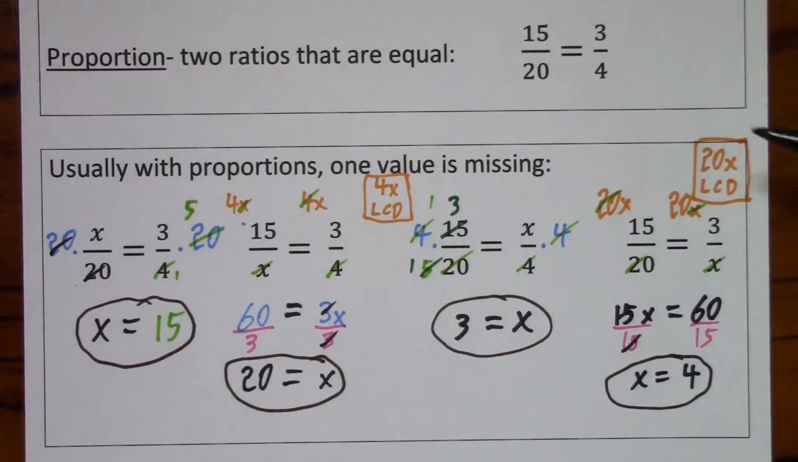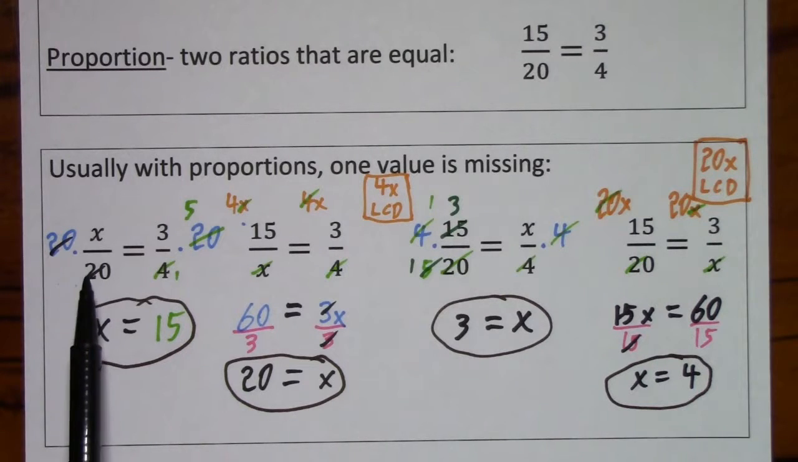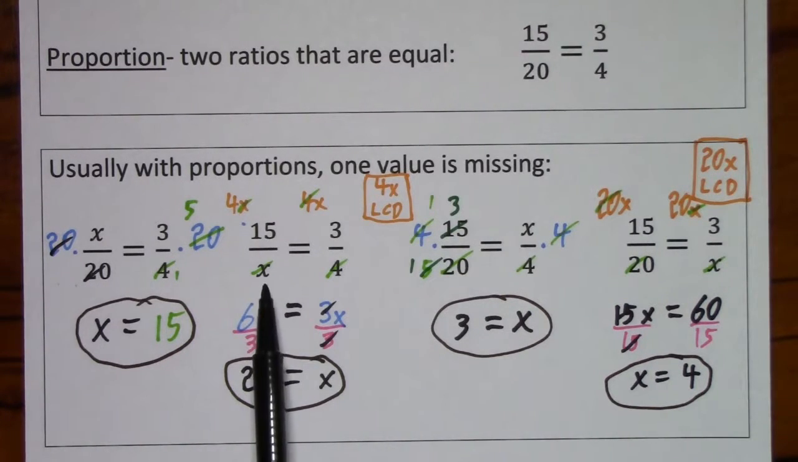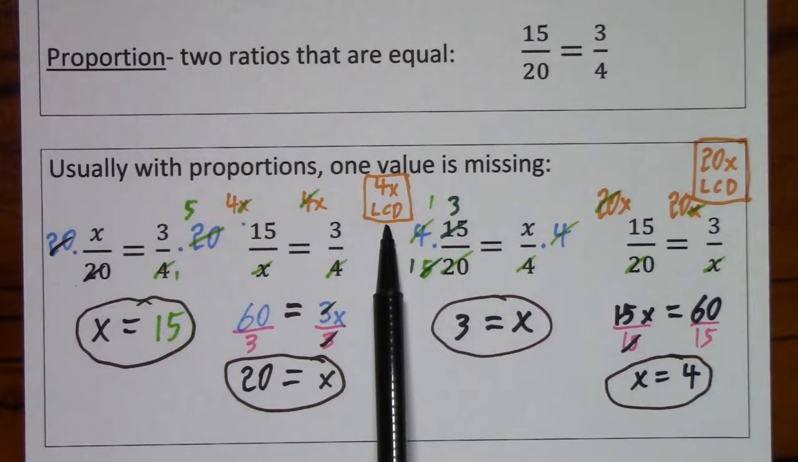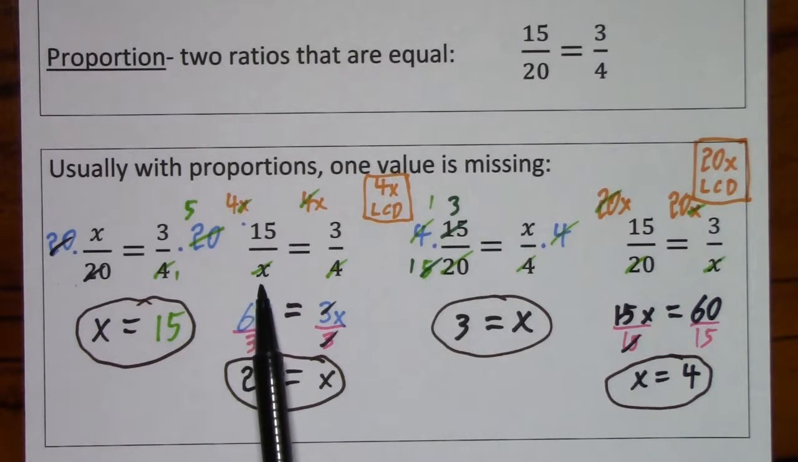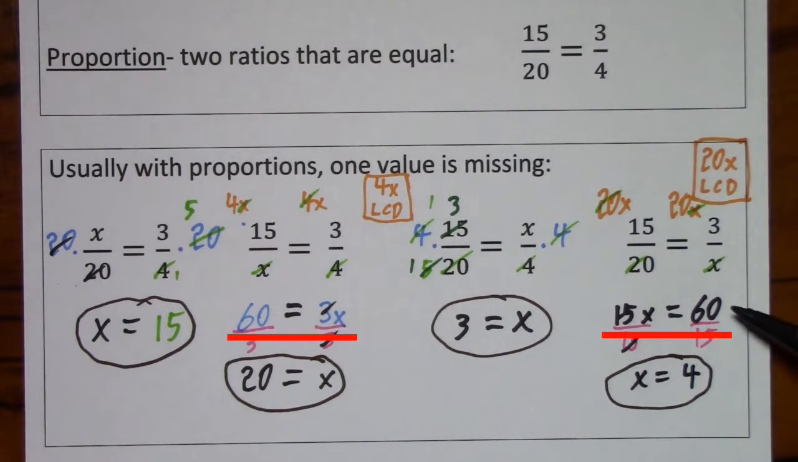So to review this, when the variable's in the numerator, I'm just going to do what I have to get the variable by itself. When the variable's in the denominator, most likely I'm going to multiply by the least common denominator to get this variable out from the denominator. As at this point and this point, I don't have a variable in the denominator.